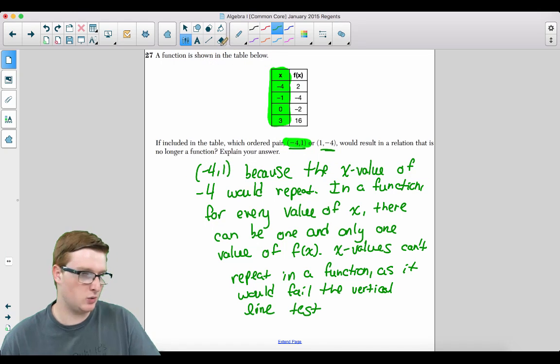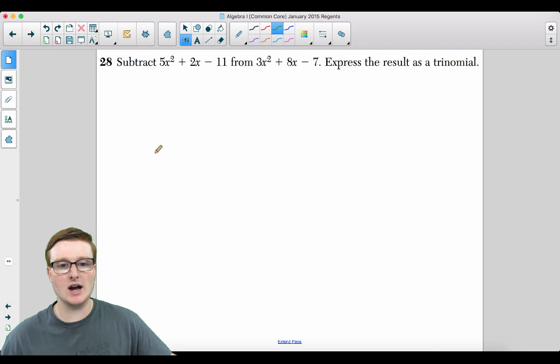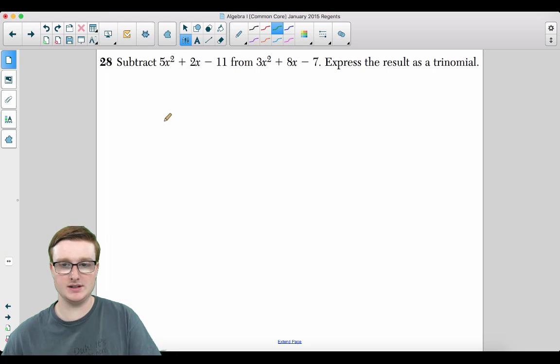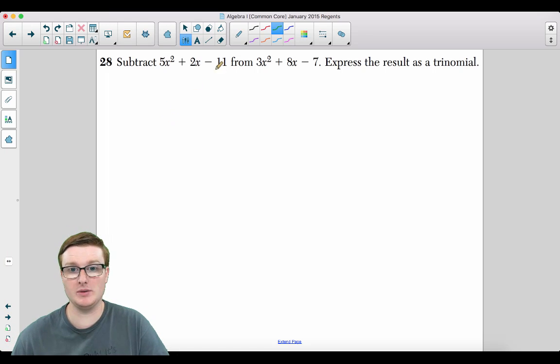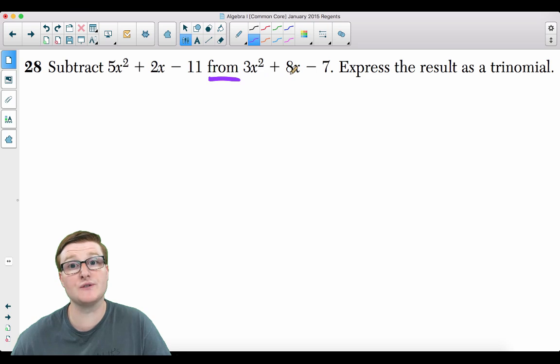All right, moving on to question 28. Subtract 5x squared plus 2x minus 11 from 3x squared plus 8x minus 7. Then it says express the result as a trinomial. So I hope that your algebra teacher drilled this into your head. Whatever comes after the word from goes first.